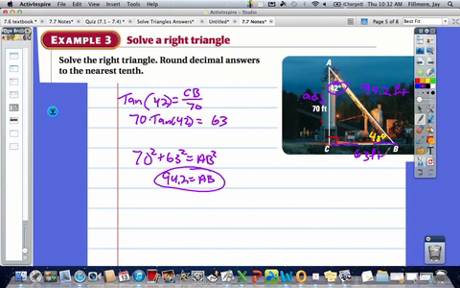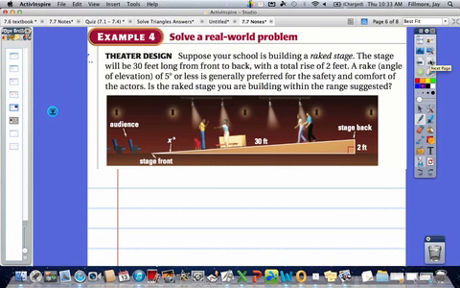Let's do some more examples using inverse trig. Maybe let's try a real life one, then we'll do another solving a triangle. So let's say here we have a theater, and we're building what's called a rake stage. The stage is going to be 30 feet long from the front to the back, but we're measuring that as the actual stage top. So 30 feet front to the back. The total rise is 2 feet here.